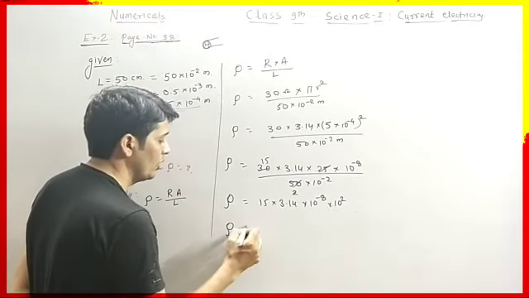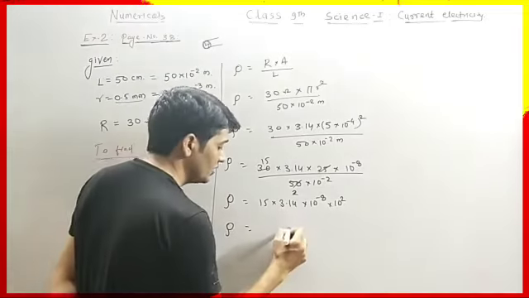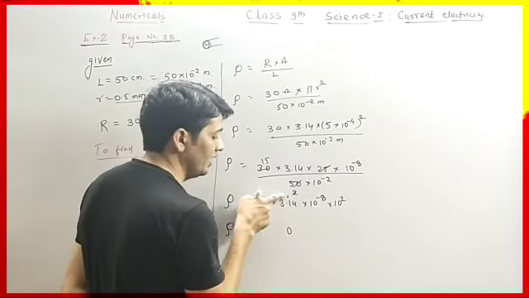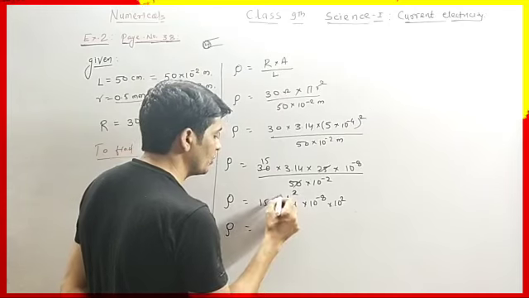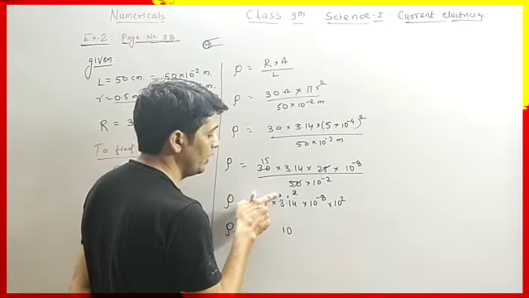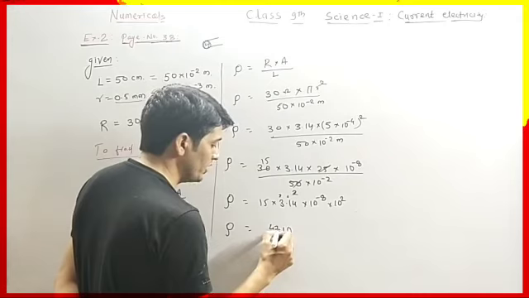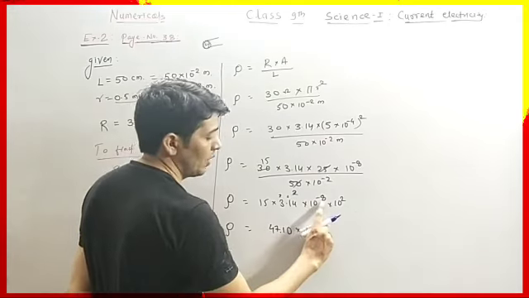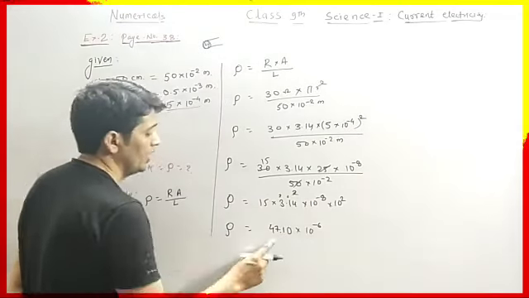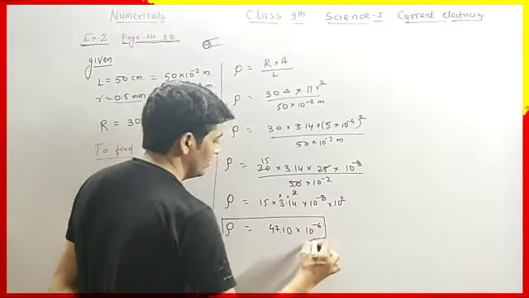So rho equals, when we multiply this 15 by 3.14, 15 4s are 60, carry 6, 15 1 is 15 and 6 is 21, carry 2, 15 3s are 45 and 2 is 47. Then we place the point after 2, into 10 to the power minus 8 and here 2, so minus 6 remains. So 47.10 is the resistivity of the material.